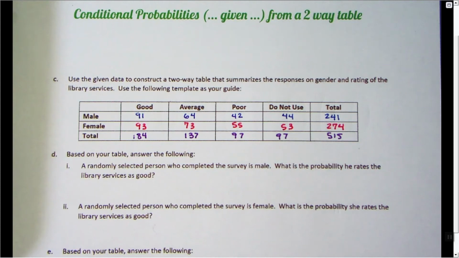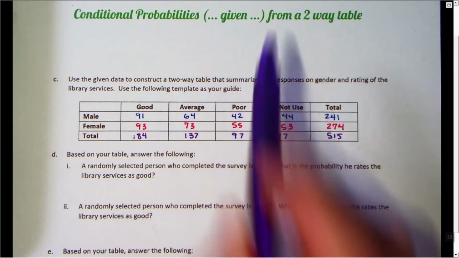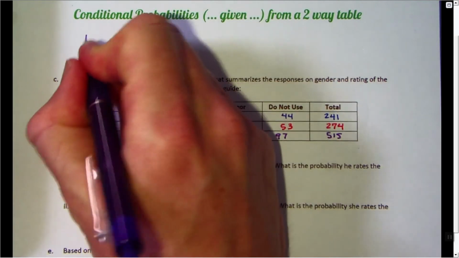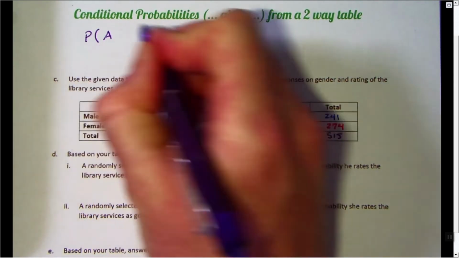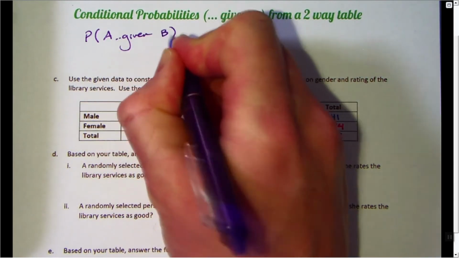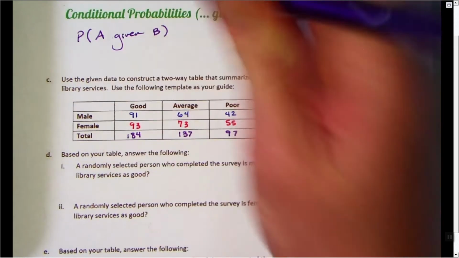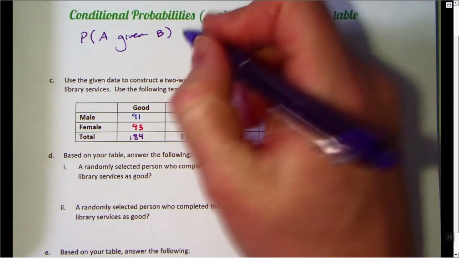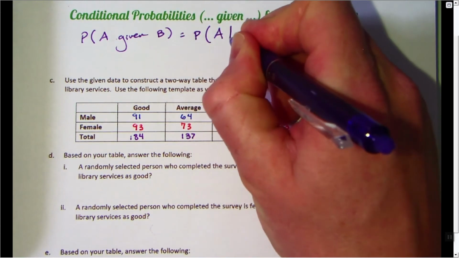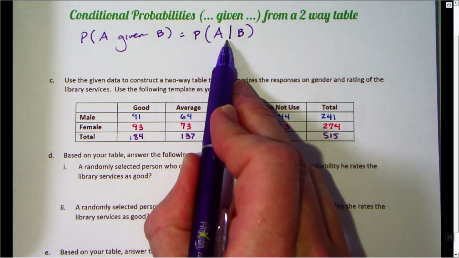This video is about conditional probabilities, or probabilities that have this word "given" in them, from a two-way table. When you see a problem where it says the probability of some A condition given some B condition, then you know you're looking at conditional probability. Another way to write this, a shorthand I will use, is the probability of A, then a vertical line, and then B, and that's read as A given B.